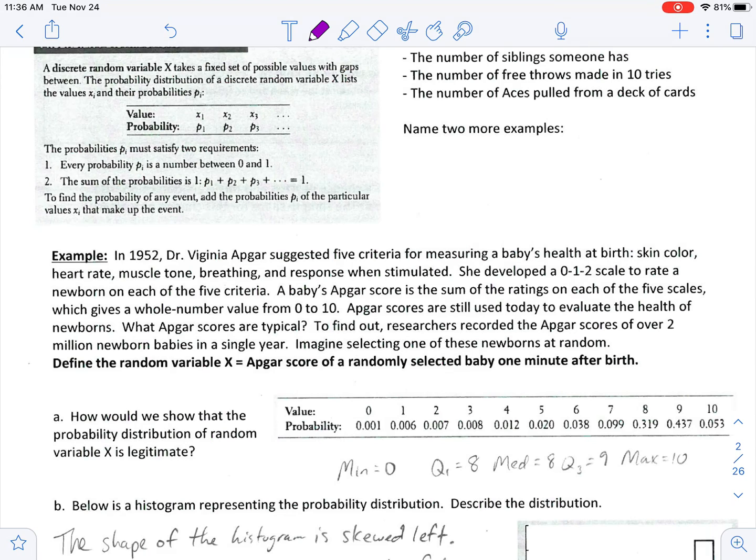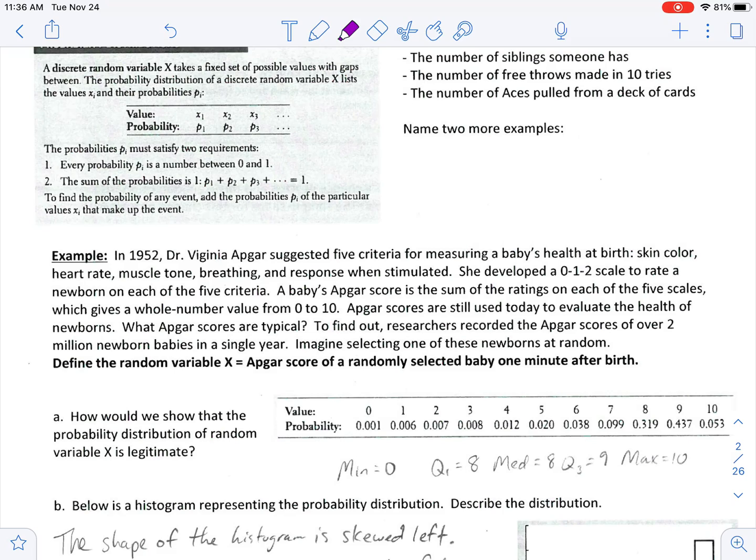So here's what this probability model says. Basically what they did was they took 2 million newborn babies in a single year. 2 million. It's a lot. And they wrote down all of their different individual APGAR scores. Now, why is this a random variable? They didn't ask the baby their score, because the baby can't talk, but they collected data, and they said, what is your APGAR score?